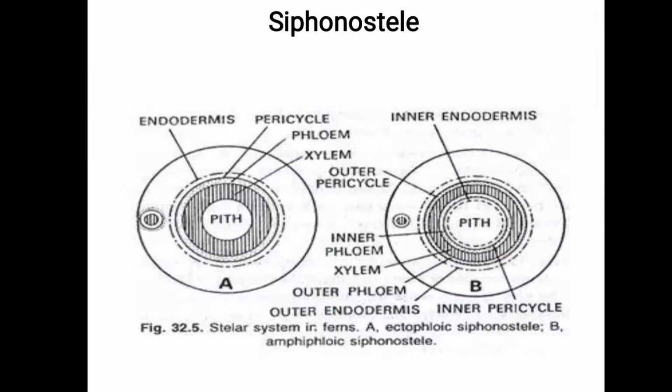You can see the drawing of this stele. They are the ectophloic stele. In this, the xylem is surrounded by phloem, so it is known as the ectophloic siphonostele, and where the phloem is present on both sides of the xylem, it is known as the amphiphloic siphonostele.